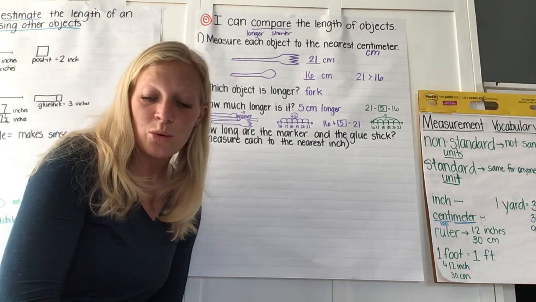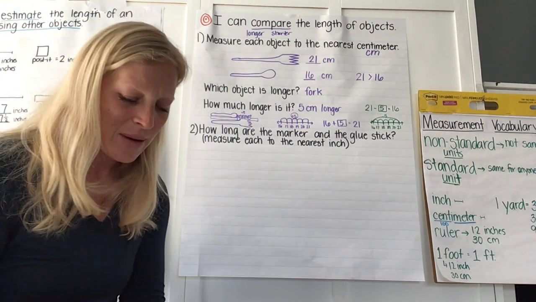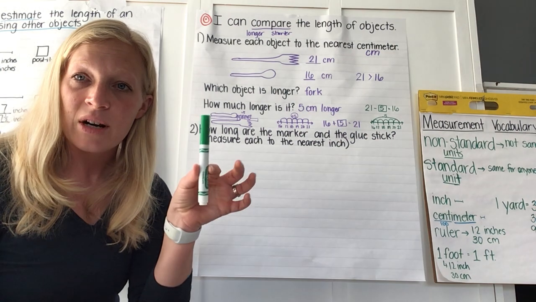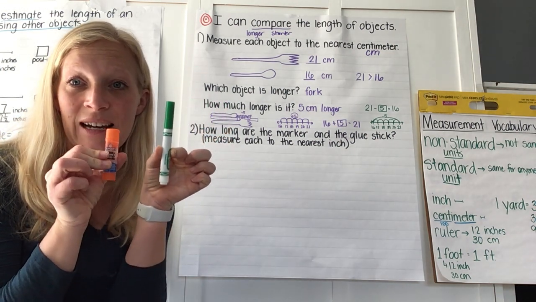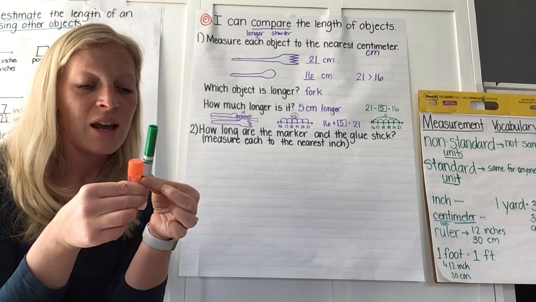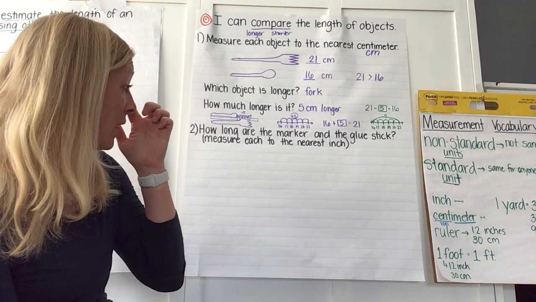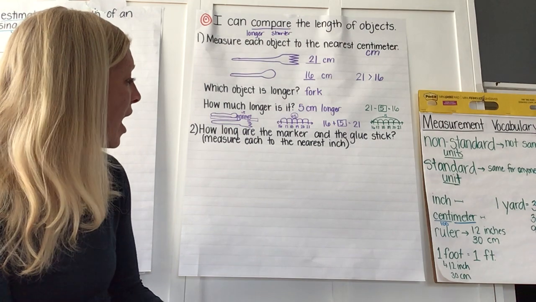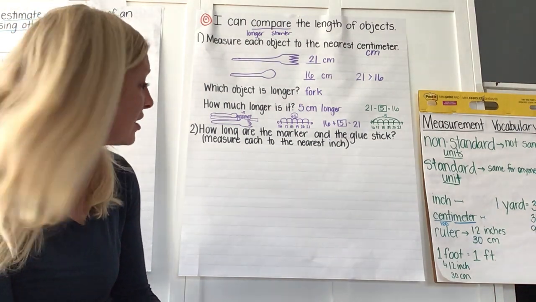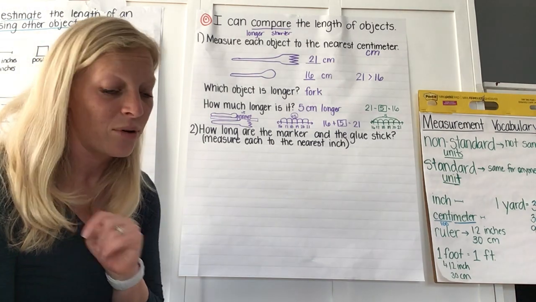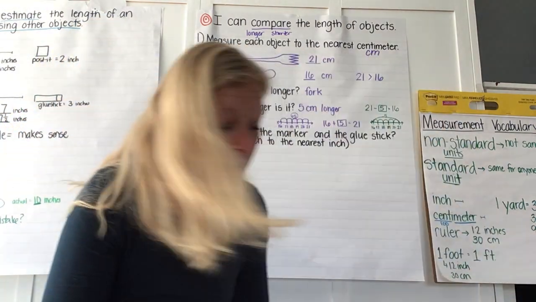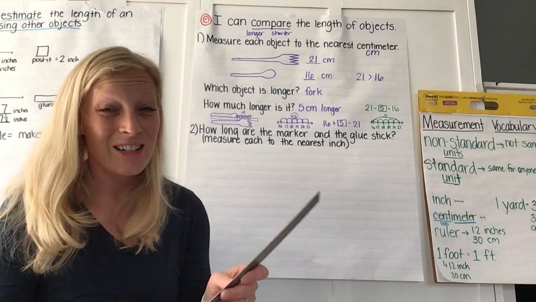Very interesting. Let's take a peek at our next problem. And you should have these tools at home. Maybe they're in your little baggie. Maybe you just have them hanging out. But we're going to be collecting and grabbing a marker and a glue stick to measure next. A marker and a glue stick. Our question is, how long are the marker and the glue stick? We're going to measure each to the nearest inch. That's step number 1 in our process. Marker and glue stick to the nearest inch.